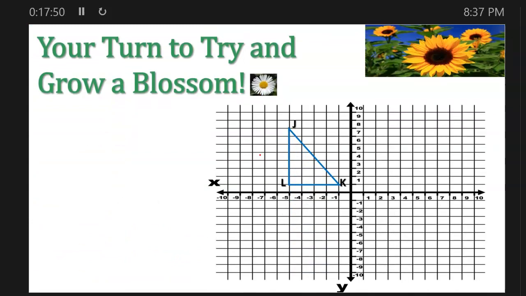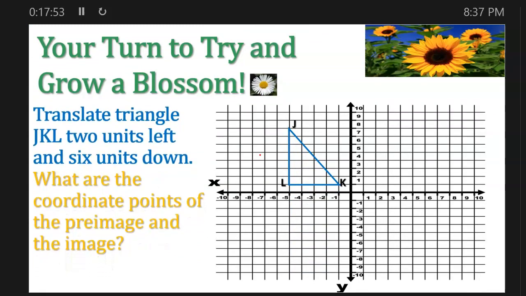Okay, now it's your turn to try and grow a blossom. In this case, I want you to translate triangle JKL 2 units to the left and 6 units down. After you translate it, you're going to need to write the coordinate points of the pre-image and the image. Now, I understand that it may seem like a waste of time to write down the new points, but remember, this is practice. The more you practice locating those points and writing the new points down, the faster you'll get at it, and that's why I'm asking you to do both. So go ahead and pause the video, and I'll count to 3 so you can try to translate this triangle.